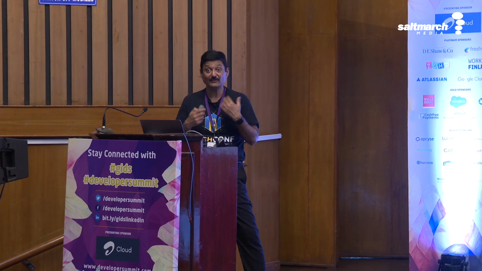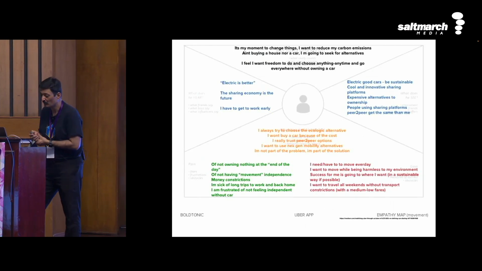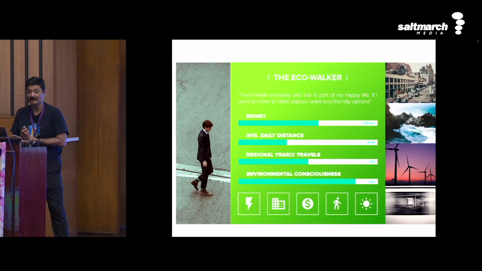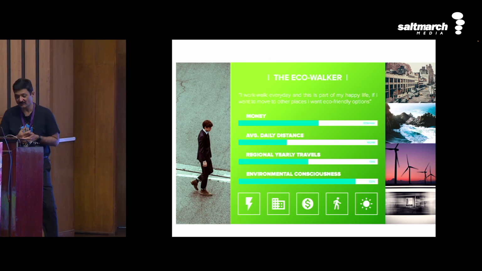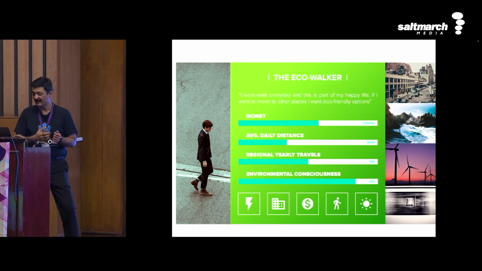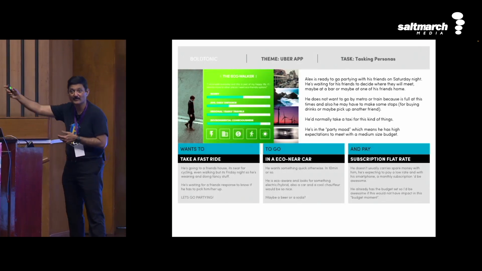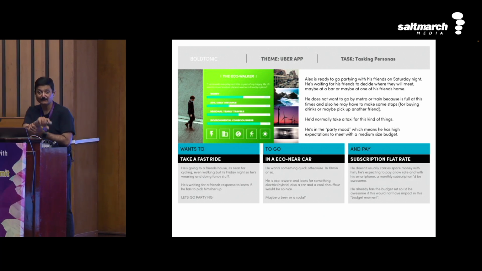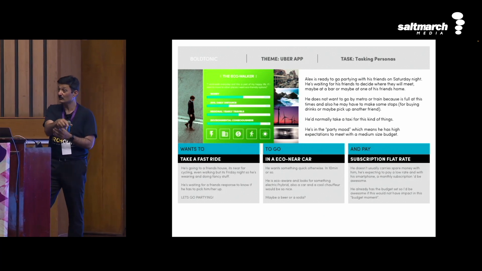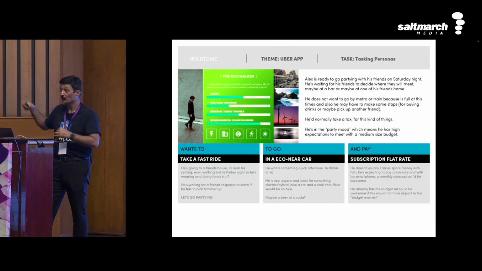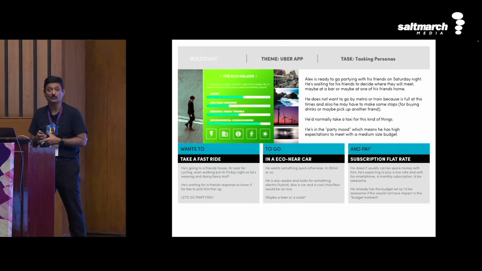When they did that, they first did the empathy map, in which they found the eco walker. The eco walker is the person who walks every day in a happy life, and then on weekends he wants to party. Friday night, Saturday night, they want to go and party. And after the party is over in the club, he wants to go to another party. So how do they support it using Uber?